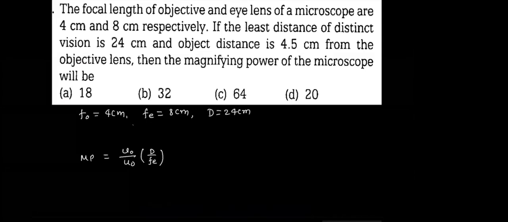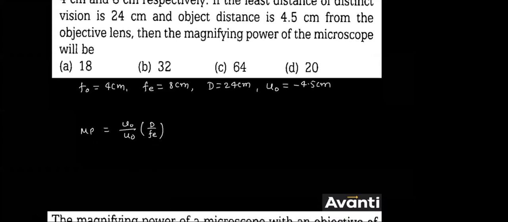ठीक है, तो capital D तुम्हें क्या लेना पड़ेगा? 24 itself. अच्छा, object distance is 4.5 centimeter. Object distance from the objective, that means U0 is given to you as minus 4.5 centimeter. Then magnifying power क्या मिलेगा? So I know the value of D, I know the value of FE, I know the value of U0. I need to get the value of V0.